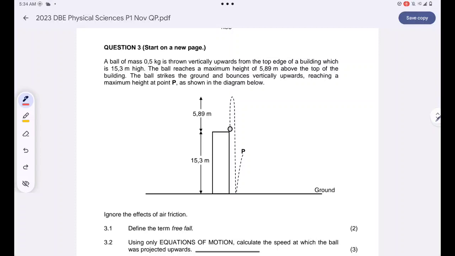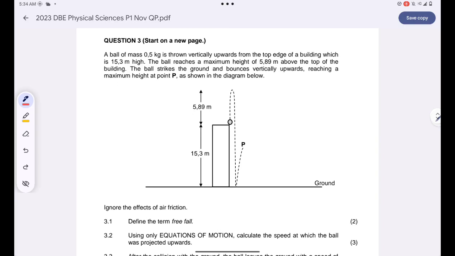In this video, guys, I'll be doing question 3 from the November 2023 Physical Science Paper 1. This will be a lengthy video because I will answer this question whereby firstly I take up as positive and secondly I take down as positive, for those who prefer to take down as positive. Okay, let's just get right into it.